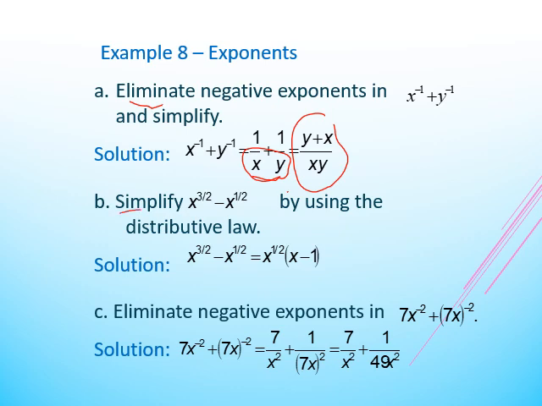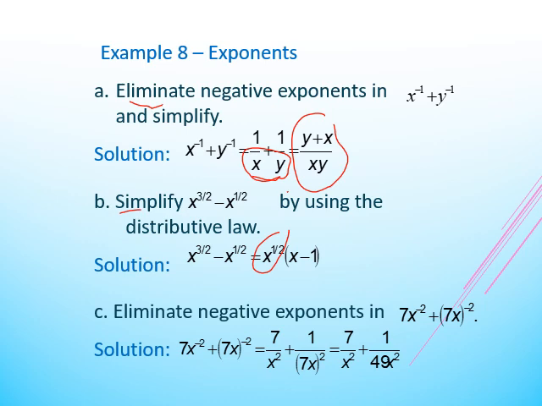Number B: simplify x to the power 3 over 2 minus x to the power 1 over 2. Now we will use the distributive rule to take a common factor, x to the power 1 over 2. We take the least value in the power. The least value, please concentrate, the least value.